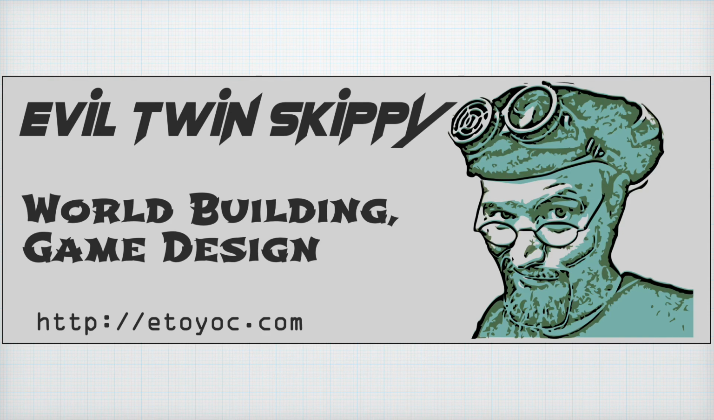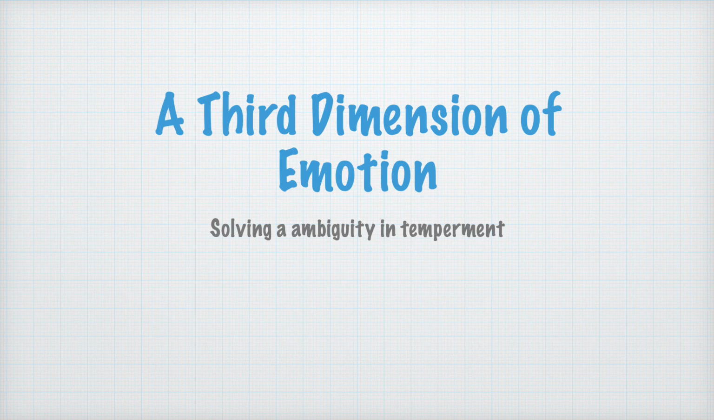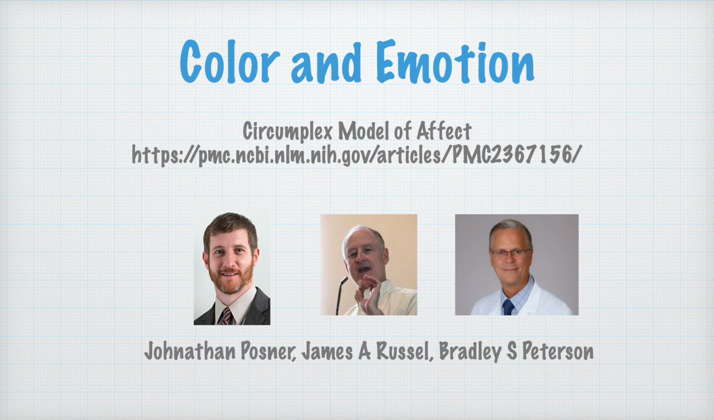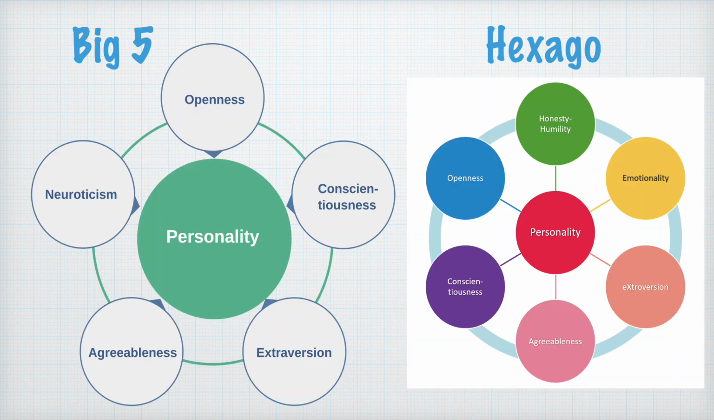I'm Evil Twin Skippy, and you once again join me on my channel on world building, game design, making in general. Today we're going to be adding a third dimension of emotion to our color wheel based emotional system. We're building on the work of Posner, Russell, and Peterson to be able to plot emotion on a 2D plane. I'll get to that in a minute. And we're going to be adding some elements of the Big Five and HEXACO models to our chromodynamic model of emotion here.